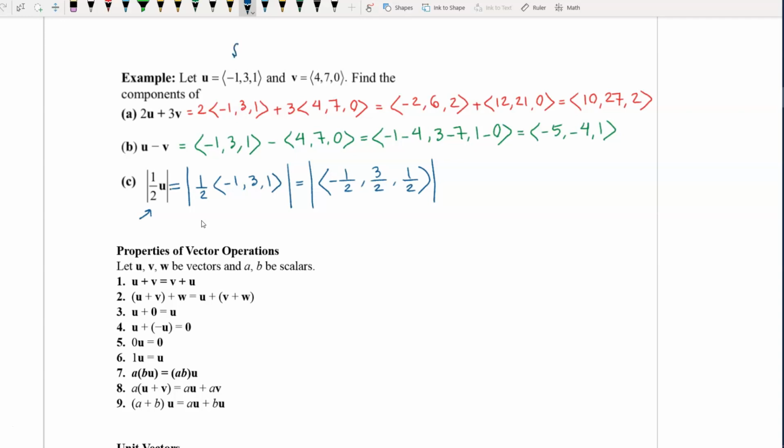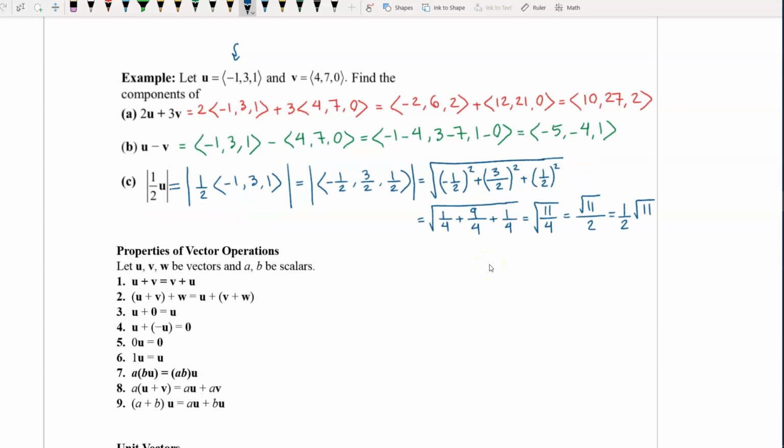And what we have for u, it is negative 1, comma 3, comma 1. So multiply this by 1 over 2. So here on this part, we have 1 over 2 times negative 1, it is negative 1 over 2. 1 over 2 times 3, it is 3 over 2. And 1 over 2 times 1, here we have 1 over 2. So this is equal to the square root of, use each one of these numbers, and then we're gonna have second power. So here we have negative 1 over 2 squared plus 3 over 2 squared plus 1 over 2 squared.